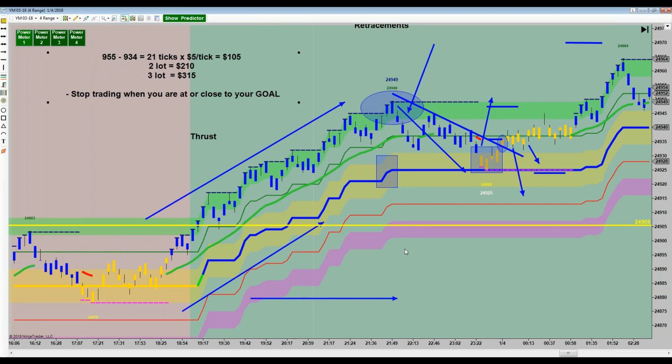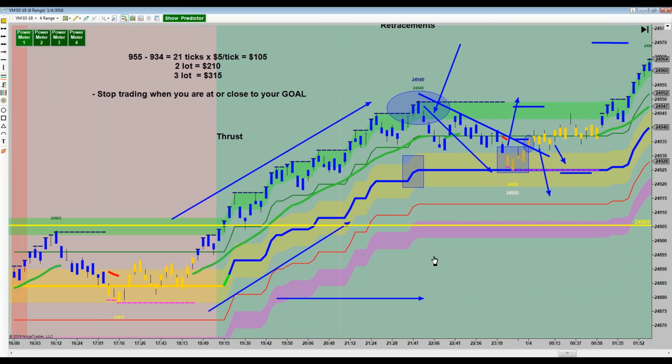Now, what I'm going to do is this. In this next exercise, I'm going to take this chart and I'm going to advance it bar by bar. And when you think you see a trade that you would take, excuse me, hold on.